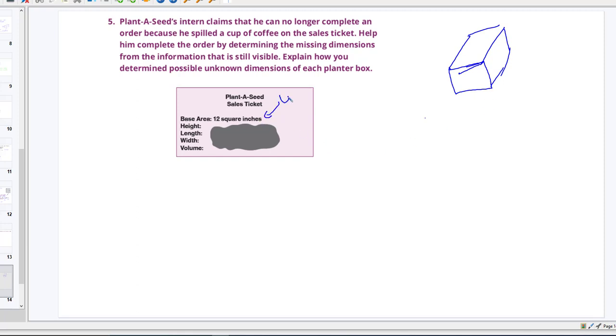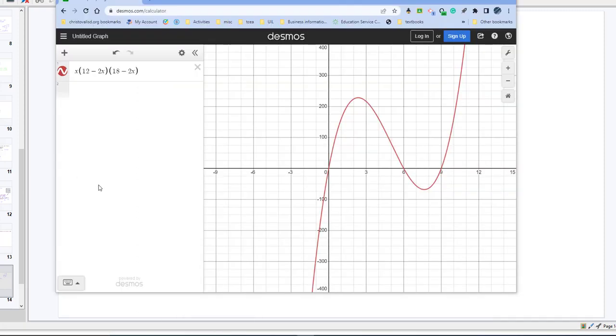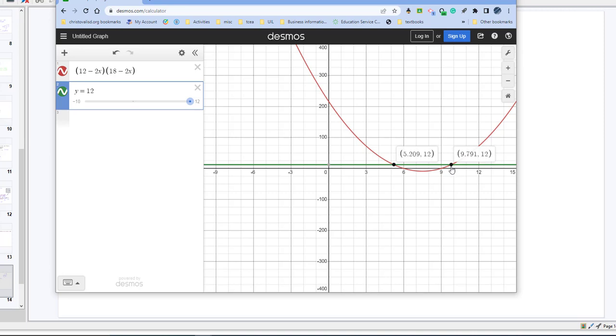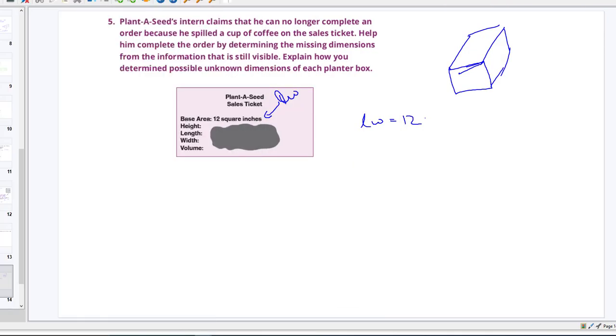The base is length times width. So we know that length times width is equal to 12. Now we've got to figure out what I can do in order to make out the information. We're going to have to go back to our graphs. But that's not going to really give me my area. So what part of it's the area? Well, that's the area. And I know it needs to be 12 square inches. So I need to look and see what's happening whenever y equals 12. Well, I find out these are my two possible locations. So that helps me find my height.